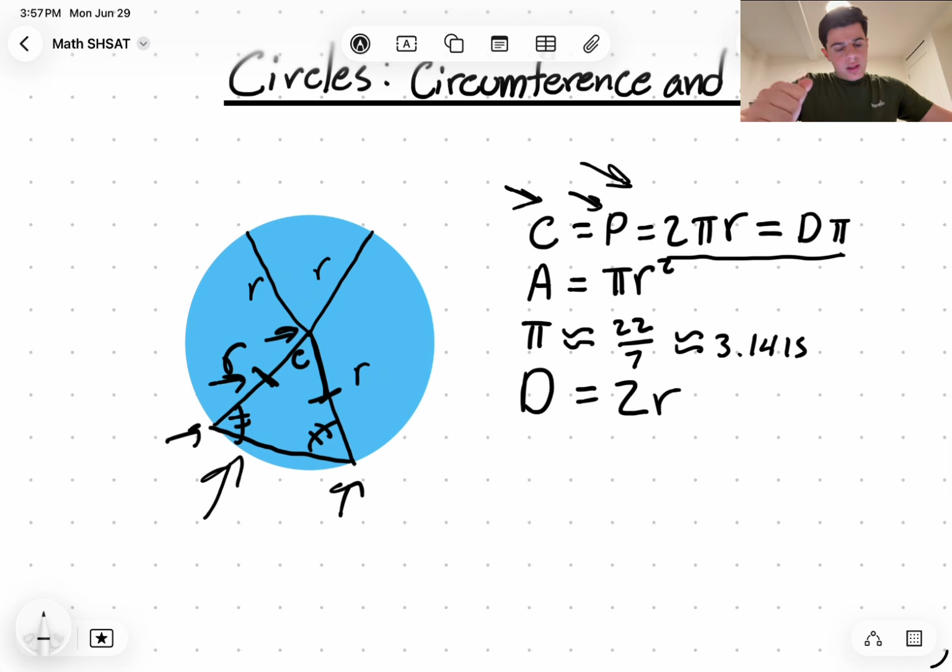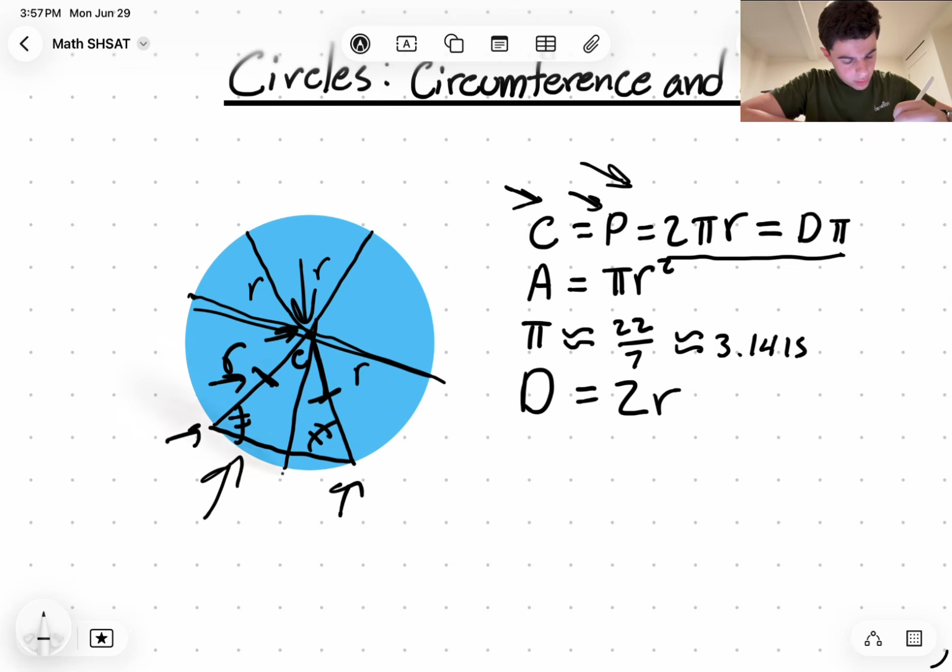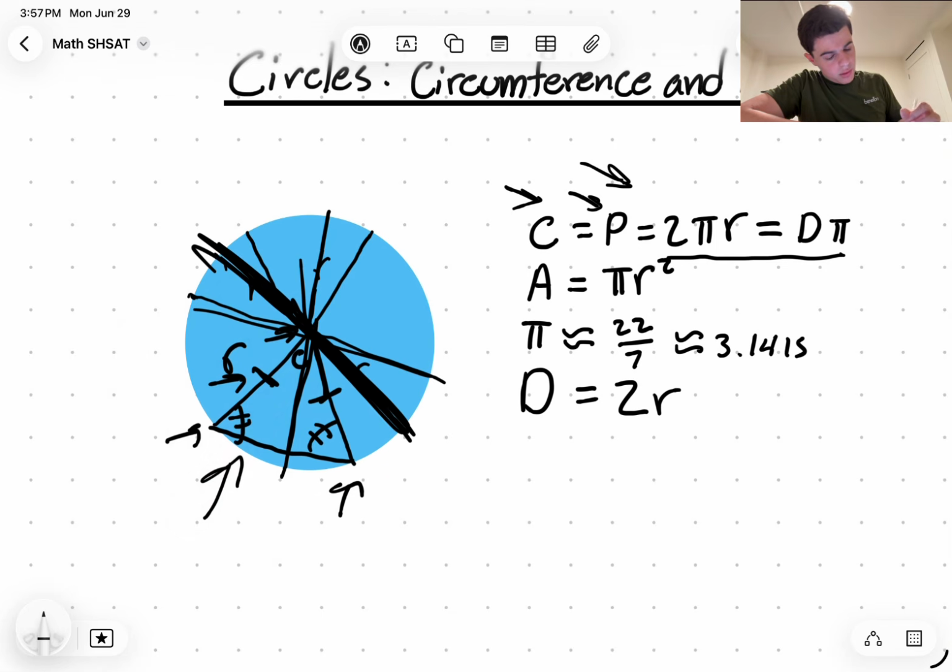Okay, so that's the circumference and radius. Now let me talk about the diameter. The diameter is simply 2 radii. So the diameter is the distance from one edge of the circle to the other edge. The only requirement is that it has to go through the center. So for example, that would be a diameter. That would be a diameter. And we know that that's just equal to 2 radius, because this is 1 r, and then this is another r. So diameter is equal to 2r.